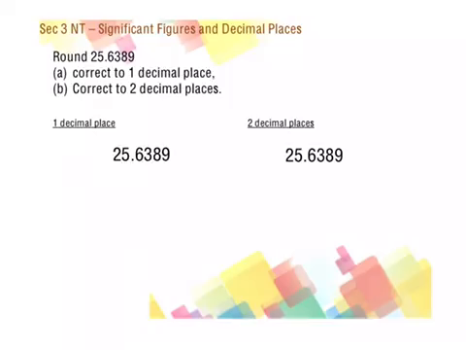Significant figures and decimal places. Now in this example, we are going to round this number, 25.6389, correct to one decimal place and to two decimal places.